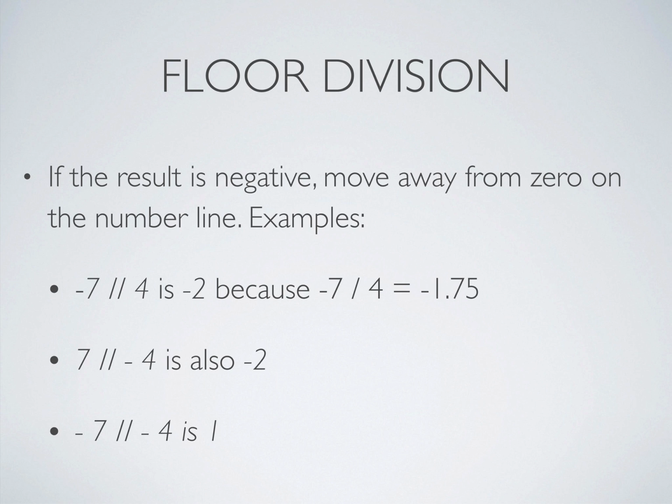Same thing with 7 floor division negative 4, that's also going to be negative 2. Do note though, the rules of division: if you have 2 negative numbers, your result is going to be a positive number. So in this case, you have the case of the previous example where you get 1.75 positive. So when you move to the left, you just get 1. So that's floor division. Again, the idea behind floor division is you do the division and then move to the left on the number line.